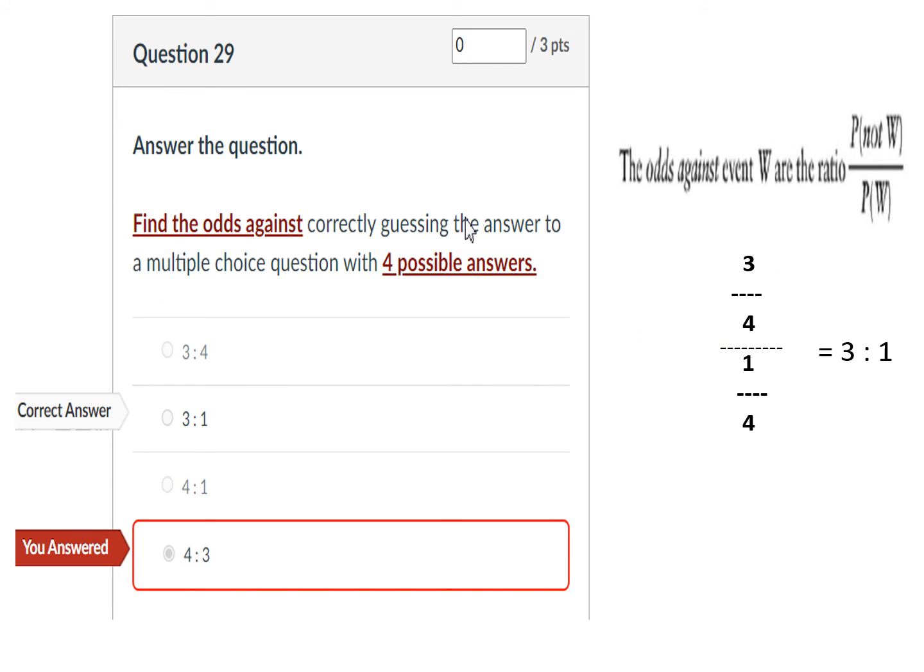Odds against something happening is a fraction. It's the probability the thing does not happen in the numerator, over the probability the thing does happen in the denominator. Probability you're guessing the correct answer when you have 4 choices. Well, there's only one that's right. 1 chance in 4. Probability you don't get it right is the complement. 3 chances in 4. 3/4 over 1/4, the lowest term. The 4's cancel out. It's 3 to 1.